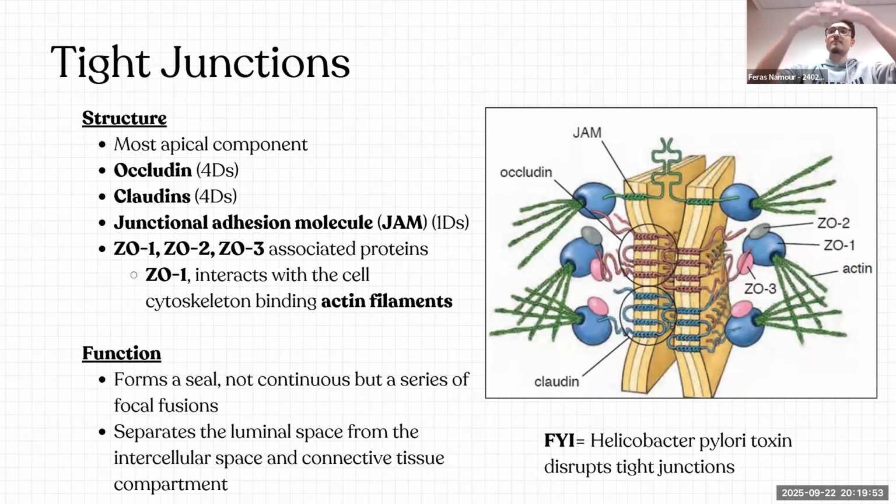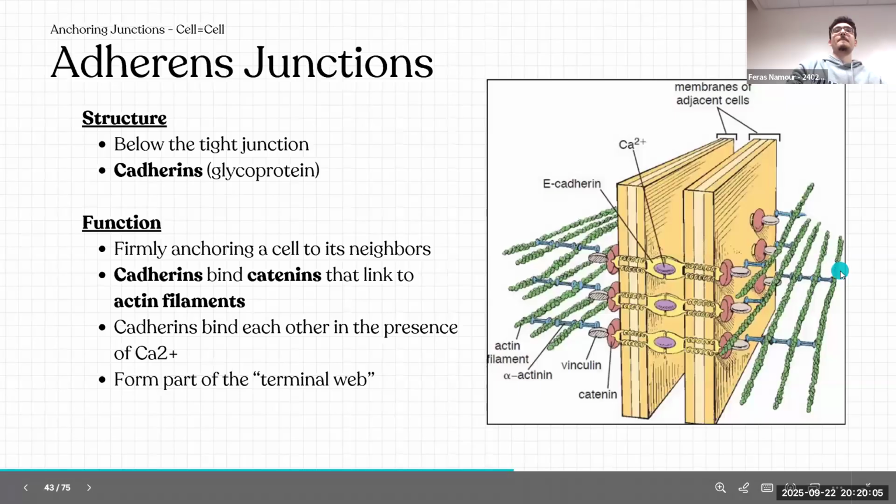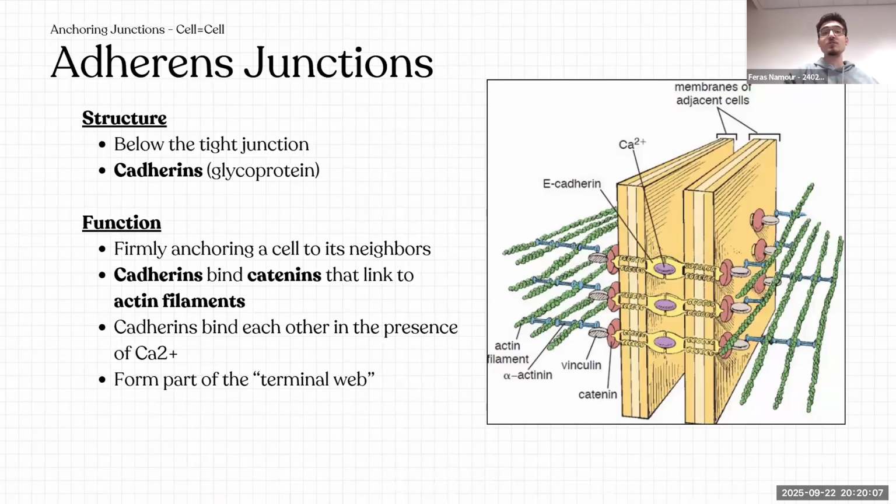Tamam? JAM, occludin, claudin, and then these are attached to the ZOs, and ZO1 is then attached to my microfilaments. And this is for your info, just read it on your own. Hella, we finished tight junctions. You saw the amount of proteins involved. That's why it's very strong. That's why we call it tight junction.